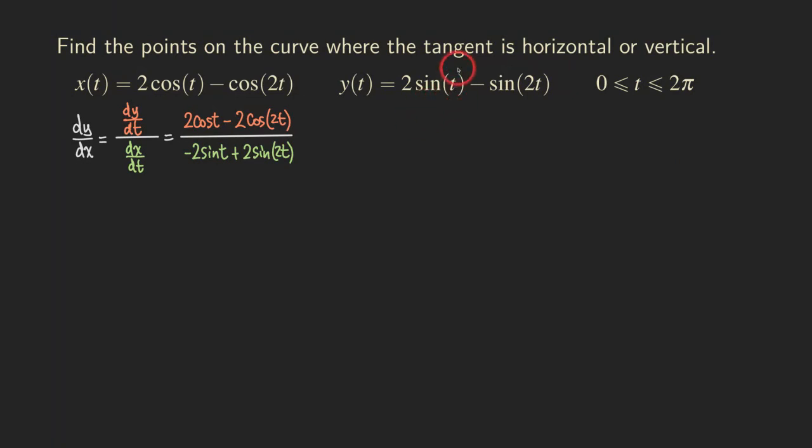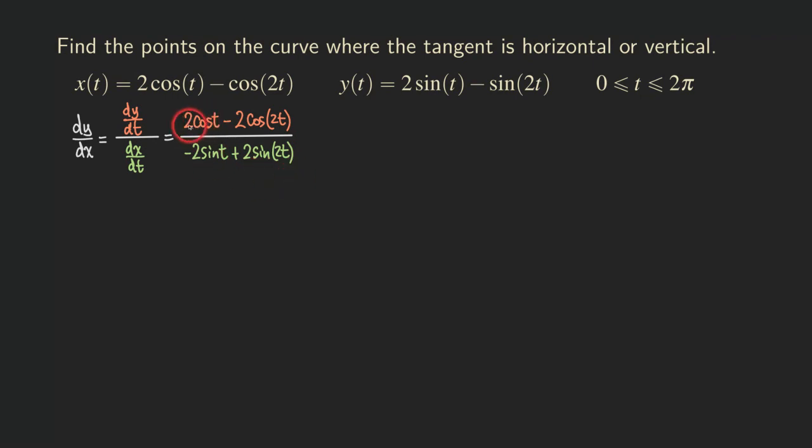We know that the tangent is horizontal when the derivative is equal to 0. And that's really just when the slope of the tangent line is equal to 0. So that's why we need the derivative to be 0. In order for this fraction to be equal to 0, we need to have the numerator equal to 0, but the denominator not equal to 0.